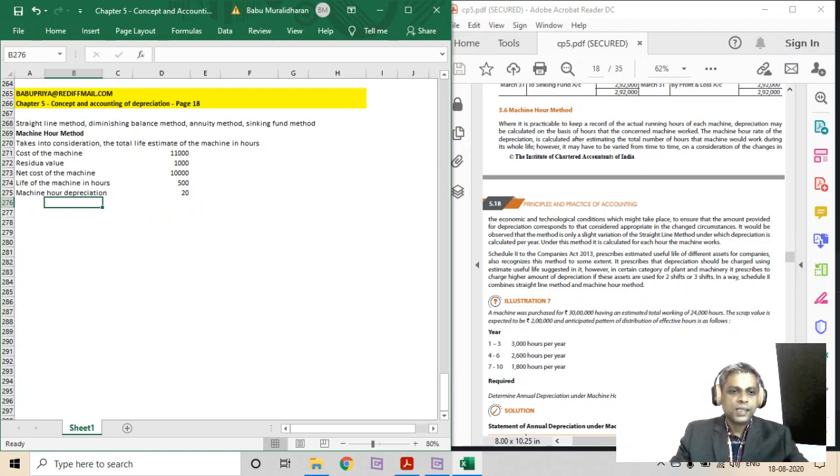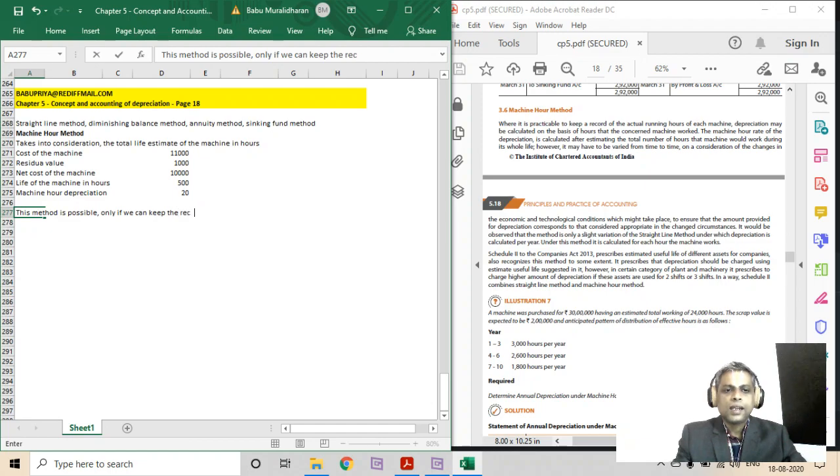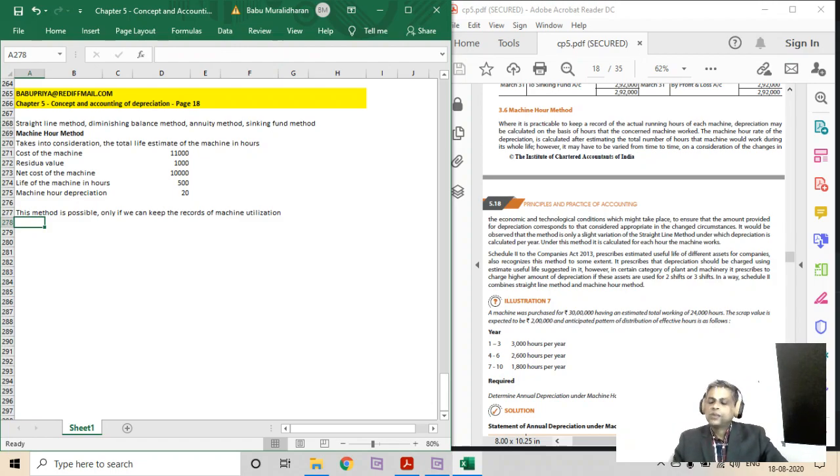However, this is practical and this method is possible only and only if we can keep the records of machine utilization, machine hours. If we can keep the actual running of the machine, then this method can be used.